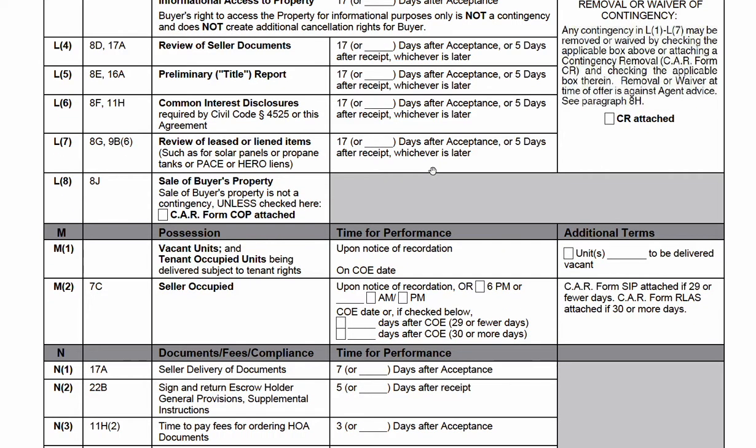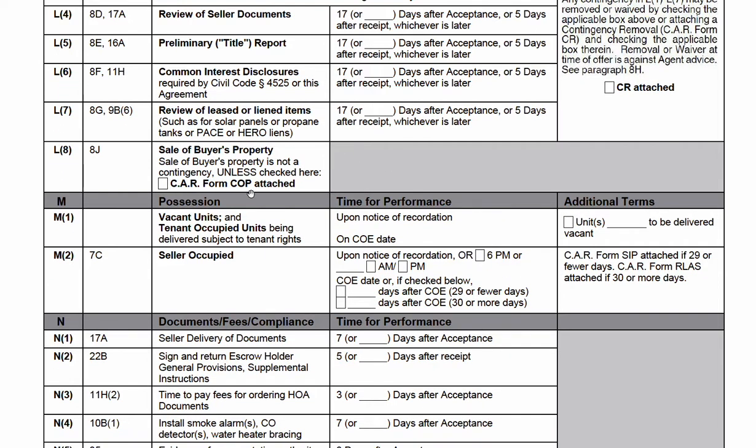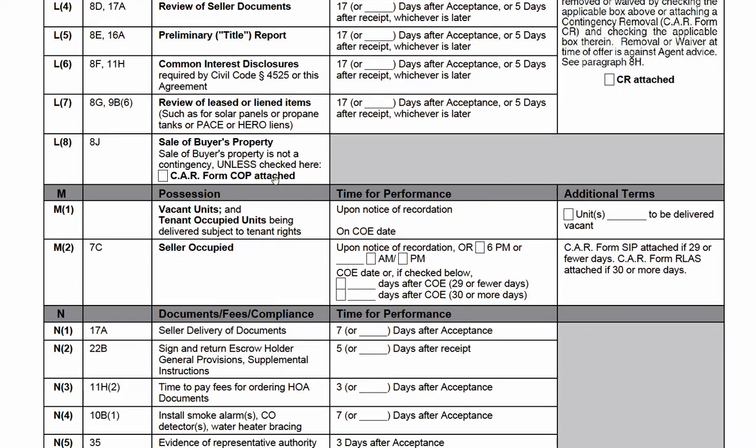Just keep that in mind. And if the buyer needs to sell their property before they can afford this purchase, they need to do this COP form. You'll check that box. These are all special circumstances, though.